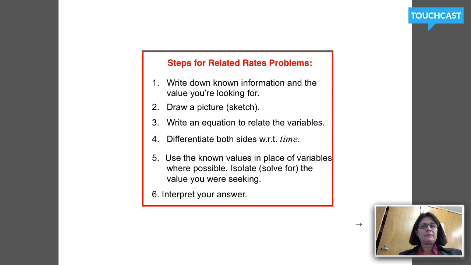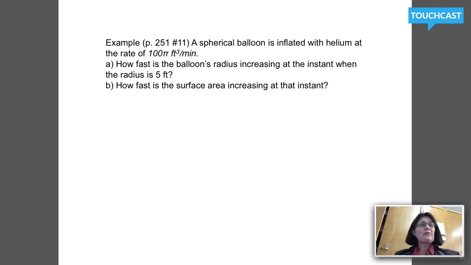We'll do some examples. So here we have a question that starts with spheres because we already have a memory of that formula for the volume of a sphere. A spherical balloon is inflated with helium at a rate of 100 pi cubic feet per minute. I have 2 separate questions. So question A, how fast is the balloon's radius increasing at the exact moment when the radius is 5 feet? So imagine a balloon blowing up, blowing up, blowing up.